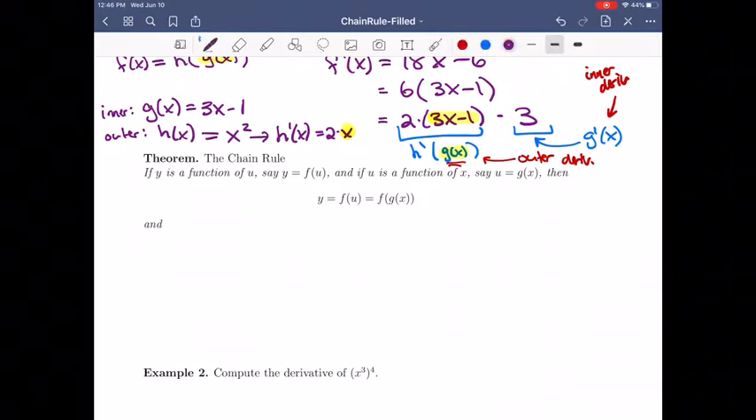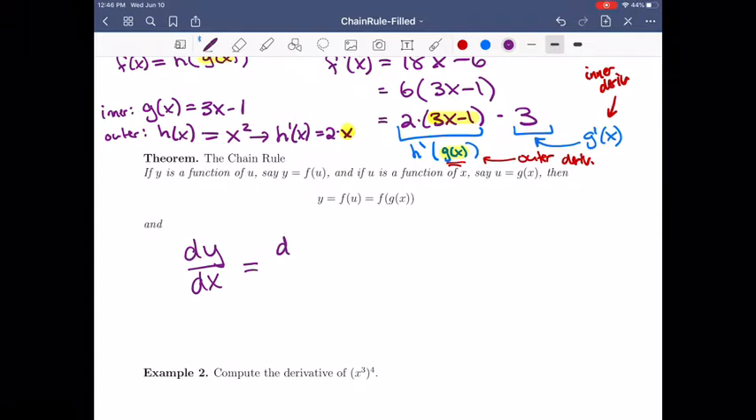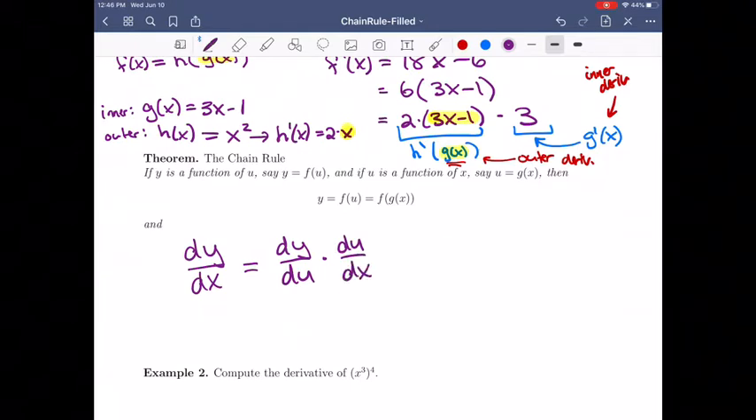There are two ways to write it. The first way is using Leibniz notation. So dy by dx, the derivative of y with respect to x, you can do as the derivative of y with respect to u, but you need to multiply by the derivative of u with respect to x.